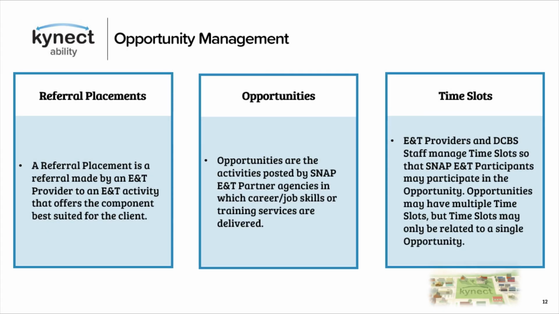A referral placement is a referral made by an E&T provider to one of the current E&T partners who offers the component best suited for the client. Opportunities are the activities posted by SNAP E&T partner agencies in which career and job skills or training services are delivered. E&T providers and DCBS staff manage time slots so that SNAP E&T participants may participate in the opportunity. Opportunities may have multiple time slots, but time slots may only be related to a single opportunity.